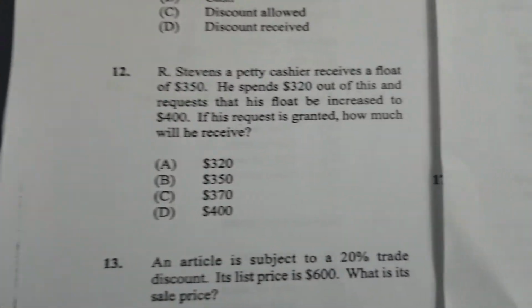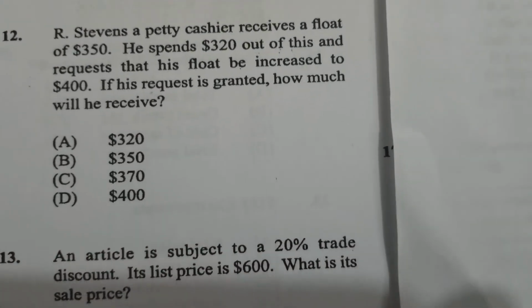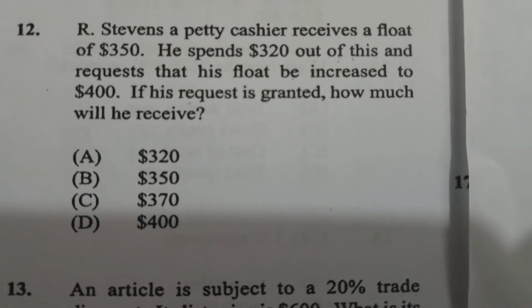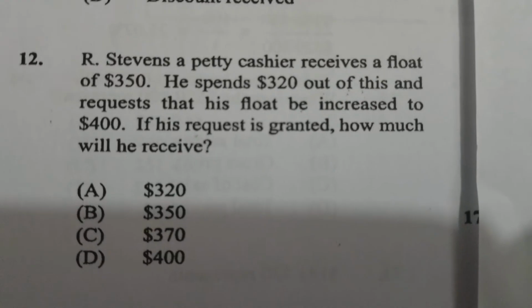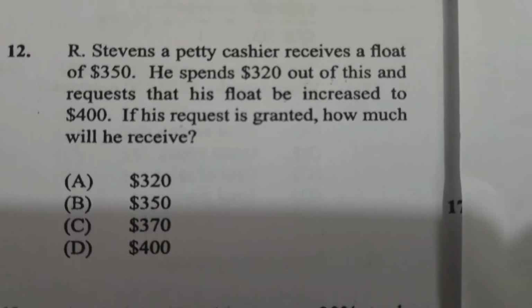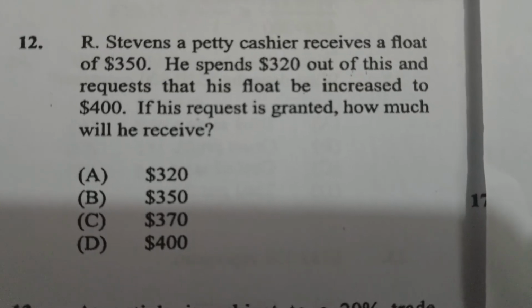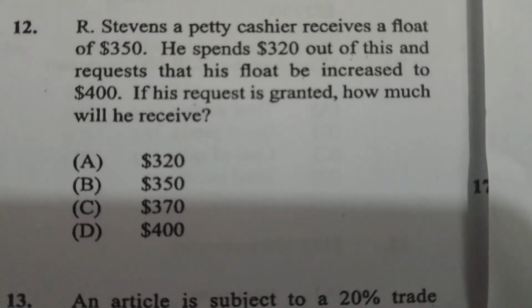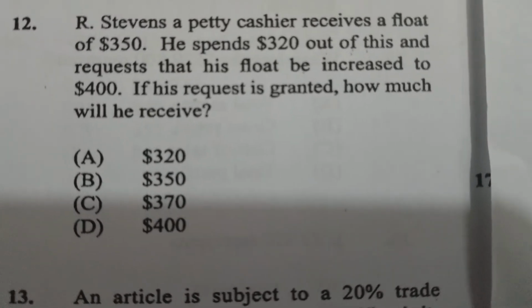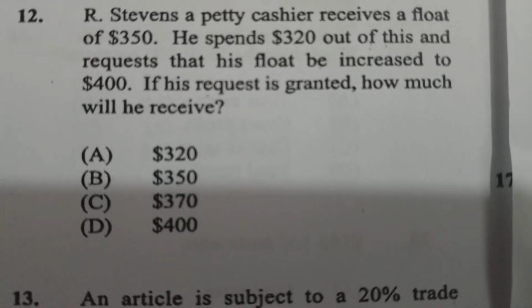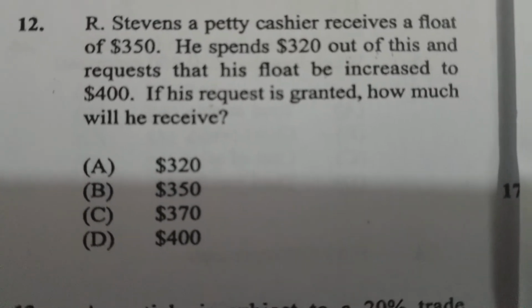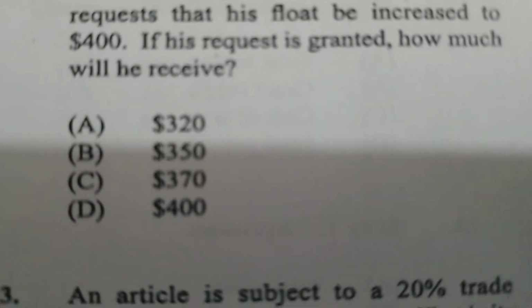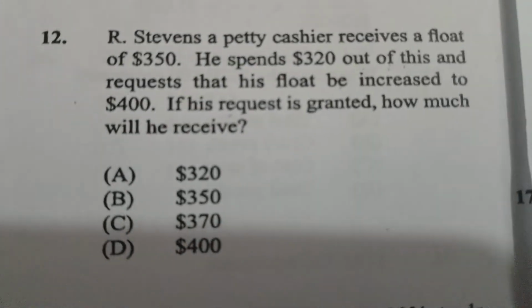Now, he would have spent $320 out of the $350, right? If he was going back to $350, what he would need is just $320. But he's going to move the float from $350 to $400, so it's going up by $50. So what he has spent plus the movement of the $50 is going to add. So it is $320 plus $50, which is $370. So he will be needing C, $370.